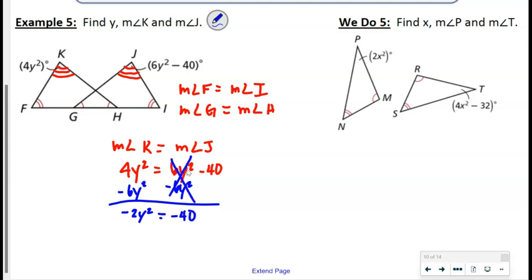So now we're going to divide by that negative 2, and this is why I don't like doing this, but I'm doing it anyway just so you guys can see it. So when I divide by a negative 2 and a negative 2, the negative 2's are gone, and I get y squared equals, a negative divided by a negative is a positive, right? So that's going to give me a positive 20.